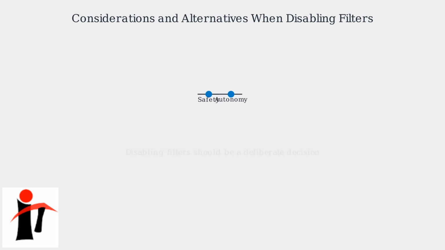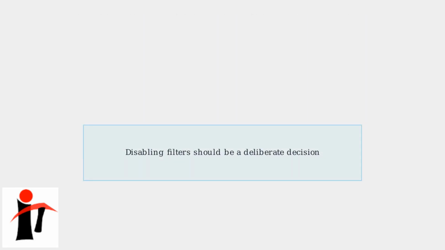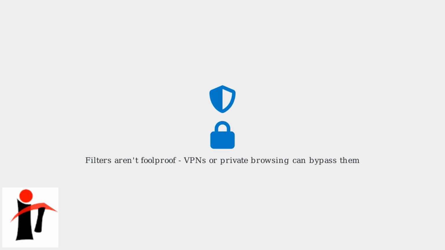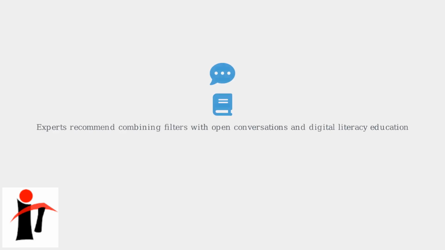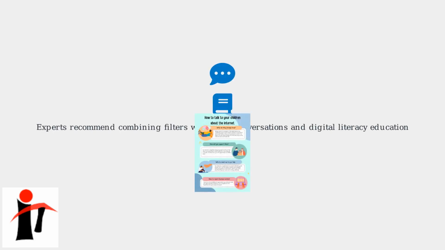Disabling content filters should be a deliberate decision, balancing safety with a user's autonomy. While filters are effective at blocking inappropriate content, they aren't foolproof. VPNs or private browsing can bypass them. Experts recommend combining filters with open conversations and digital literacy education.